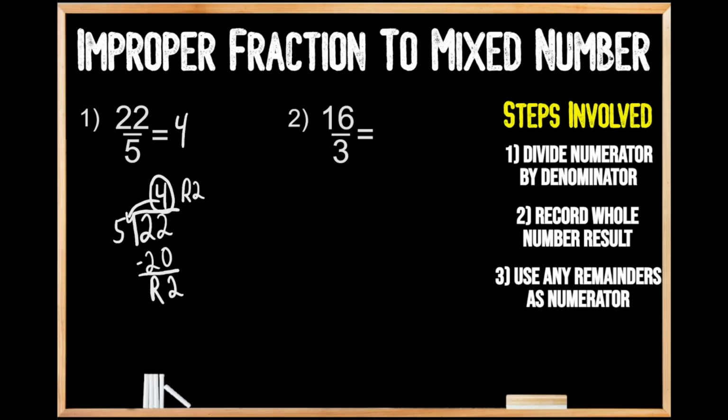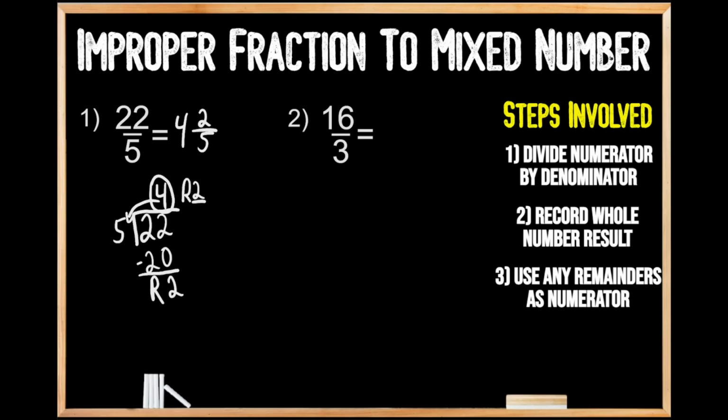And moving on to step number 3, we're going to use any remainders as our numerator. And here we had a remainder of 2. So the numerator for the fractional part of our mixed number is going to be 2. And our denominator hasn't changed. It's still in fifths. So when we convert the improper fraction 22/5 into a mixed number, we get 4 and 2/5.